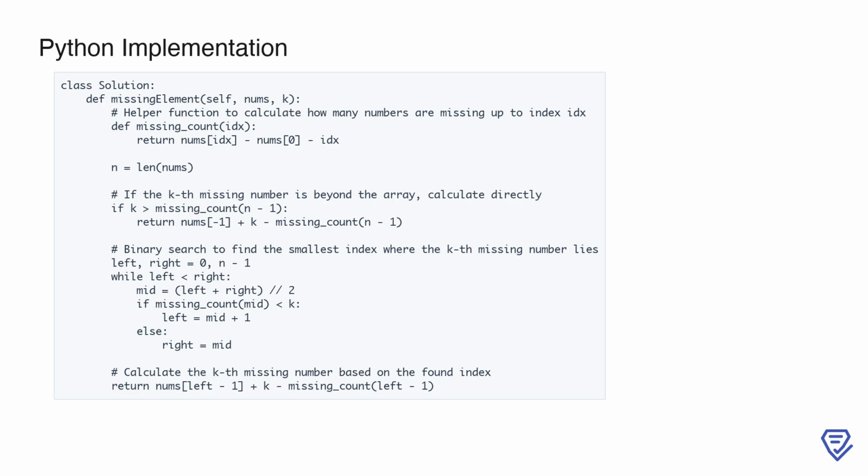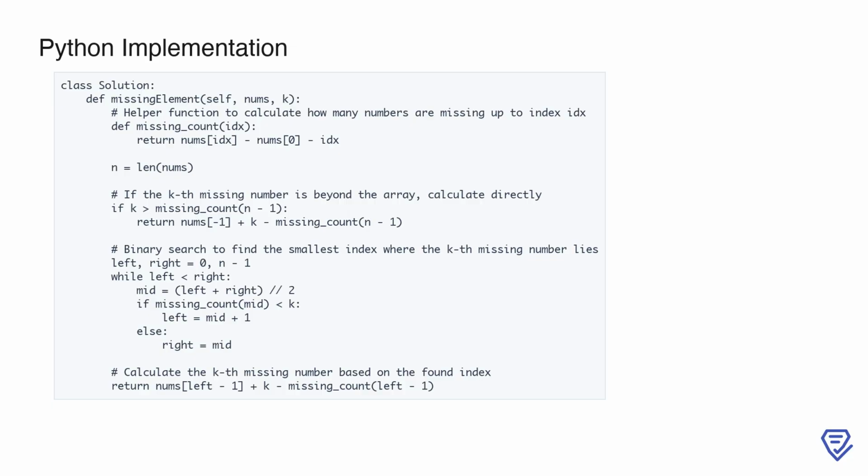This implementation solves the problem of finding the kth missing positive integer in a sorted array with a combination of binary search and arithmetic calculation. Here's the step-by-step breakdown. 1. Helper function missing_count. This function computes how many numbers are missing up to a given index IDX. It uses the formula nums[IDX] - (nums[0] + IDX), which calculates the difference between the expected value, assuming no gaps, and the actual value in the array.